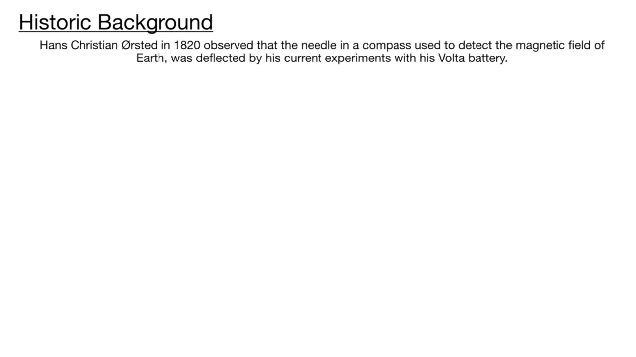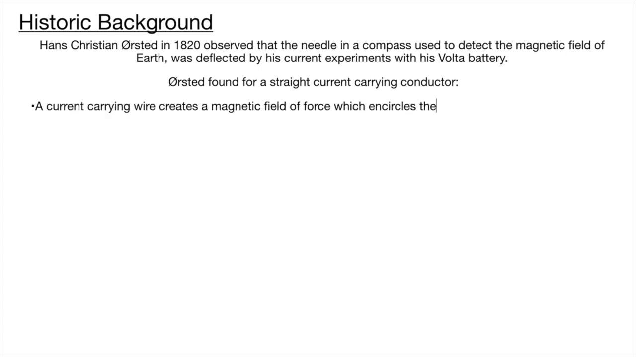Historic background. Hans Christian Ørsted in 1820 observed that the needle in a compass used to detect the magnetic field of Earth was deflected by his current experiments with his Volta battery. Ørsted found that for a straight current-carrying conductor, a current-carrying wire creates a magnetic field of force which encircles the wire.